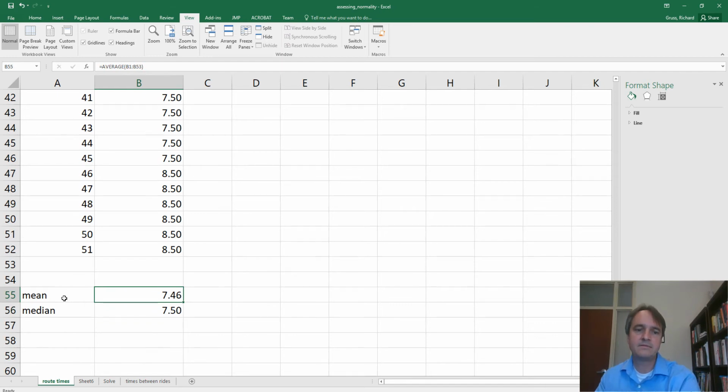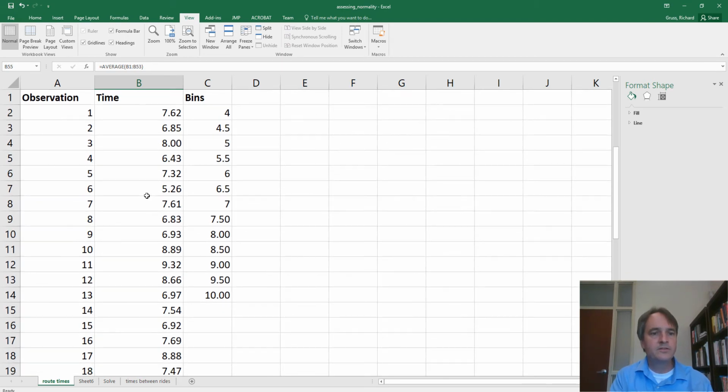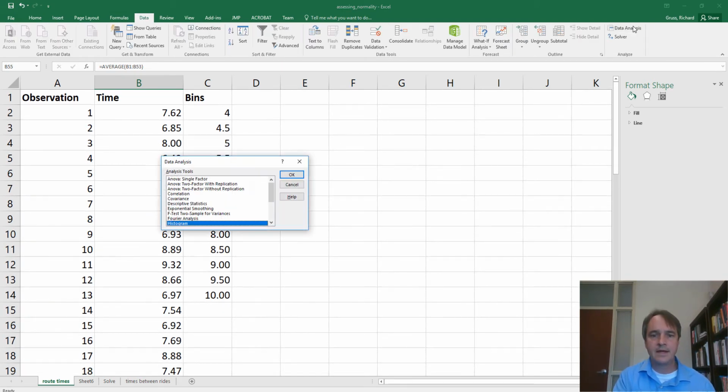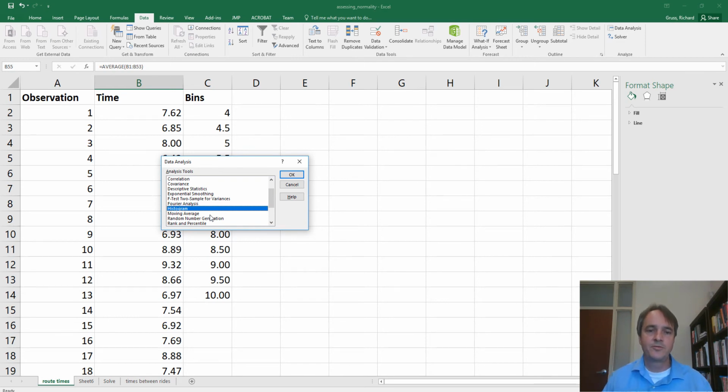But let's take a look at getting a little bit more detail on the shape of this data. One thing we can do is under data and data analysis, right here under Fourier analysis and above moving average, which we'll be using later, we see we've got a histogram, and a histogram just lets you do frequency counts of observations that fall within certain ranges, and I'll show you what I mean.